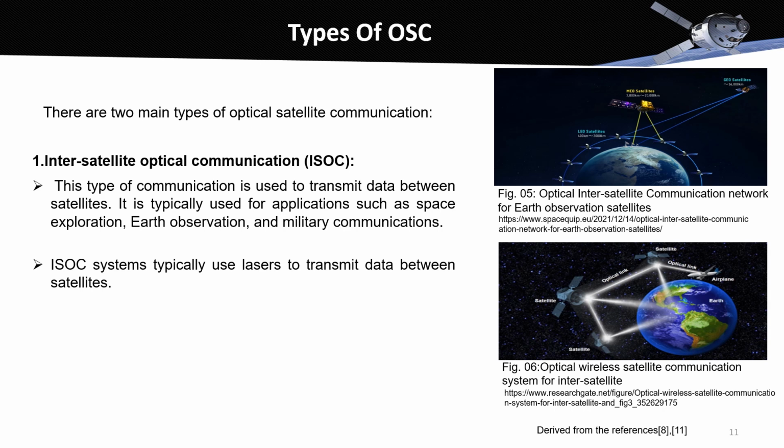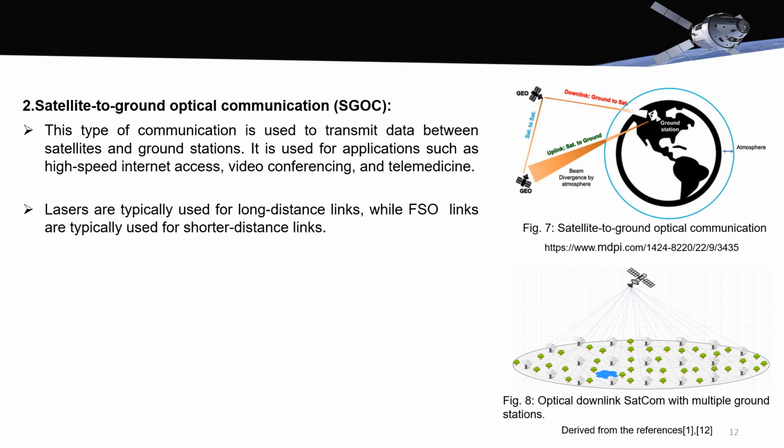Intersatellite optical communication systems typically use lasers to transmit data between the satellites. The next one is satellite to ground optical communication. This type of communication is used to transmit data between the satellite and ground stations. It is used for applications such as high-speed internet access, video conferencing, and telemedicine. From the figure we can see the satellite to ground optical communication. The lasers are typically used for long distance links, while FSO links are typically used for shorter distance links.